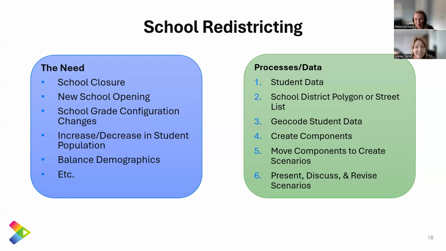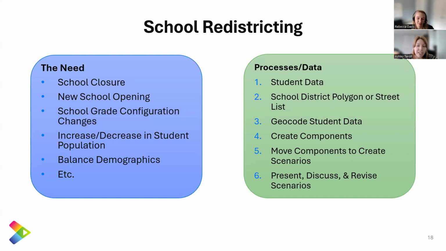Now, for this overall process, we need student data as well as a current school district polygon layer or street list. We then geocode the student data based on their address to get a sense of where the students live in the town. From there, we create components or building blocks, which are essentially neighborhoods that we can move around and shift from one district to another. These components contain a summary of the student data that live in those areas.